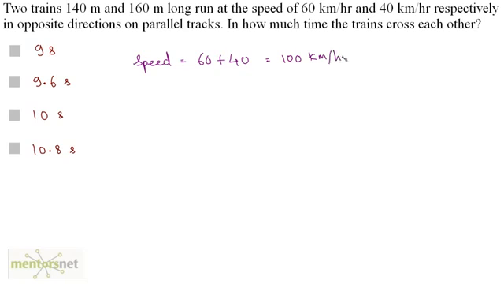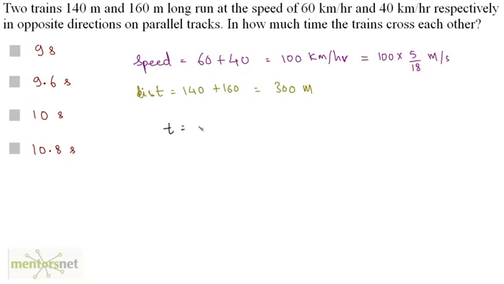kilometers per hour. Let us convert it into meters per second. So it is equal to 100 times 5 by 18 meters per second. Now for the trains to cross each other, they will have to travel a distance of the addition of each of the trains' lengths. So we have the distance as equal to 140 meters plus 160 meters, and that is equal to 300 meters. So we have the speed, we have the distance, we can calculate time.